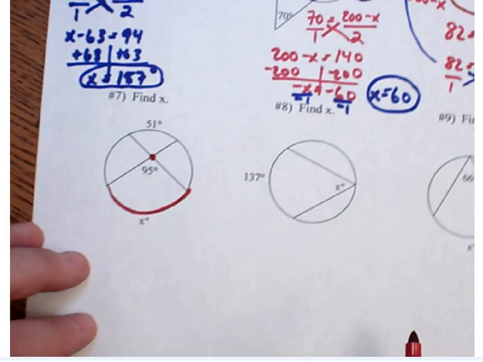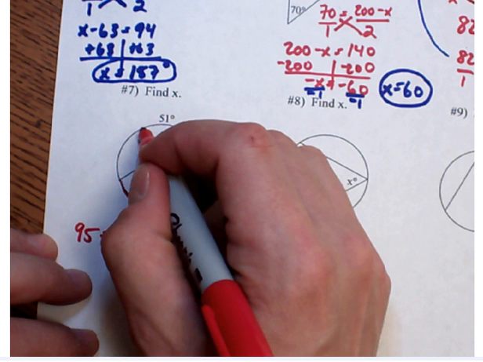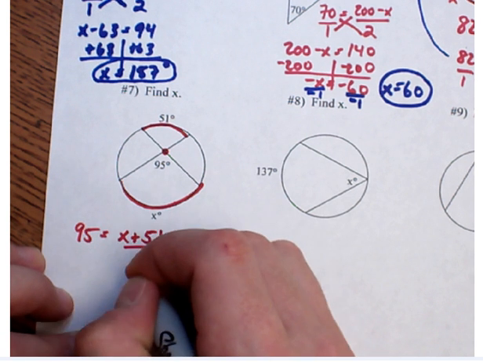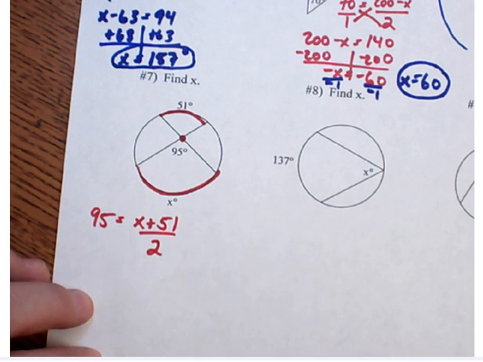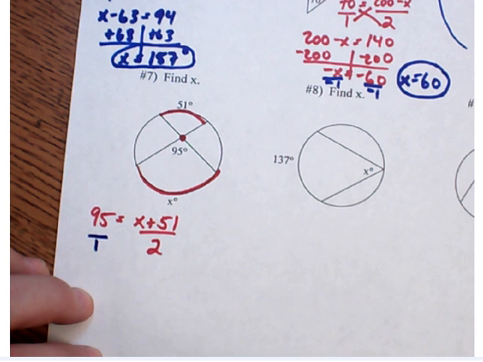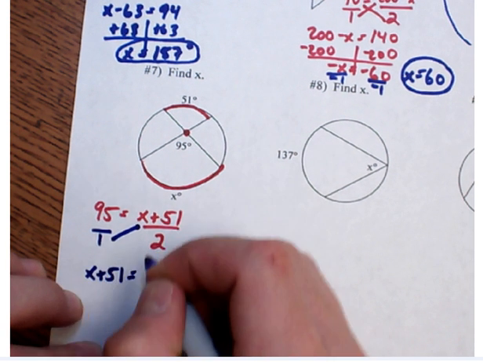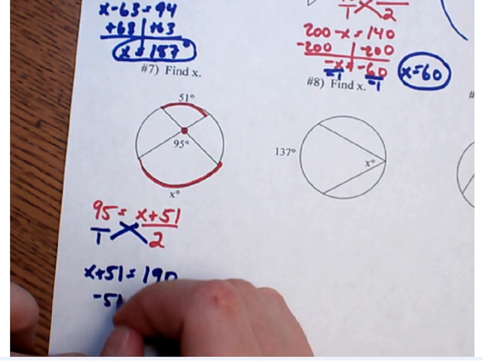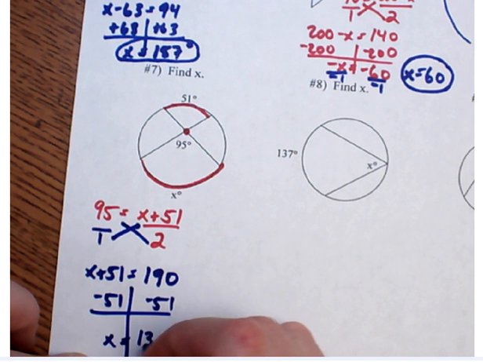So the inside angle is 95 equals, you add the arcs. The arcs were x and 51. Divide by 2 because it's an average. How do we solve it? Well, let's put this over 1. Let's think of this as a proportion. 1 times x plus 51 equals 2 times 95, which is 190. Subtract 51, and we get our answer. X equals 139.